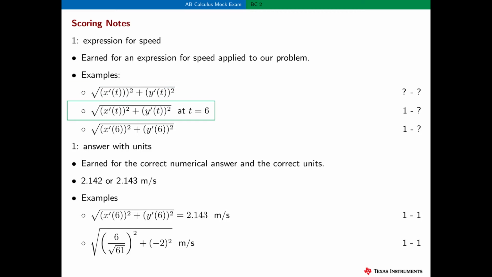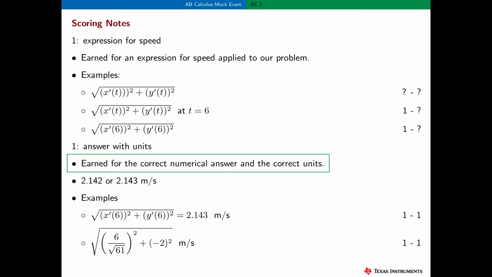In this example, the student has added at time t equals 6, and so they have applied the general formula for speed to our problem. So this earns the first point. And this expression is the formula for speed applied to our problem, and it also earns the first point. Note that the student could certainly use Leibniz notation in this problem also.